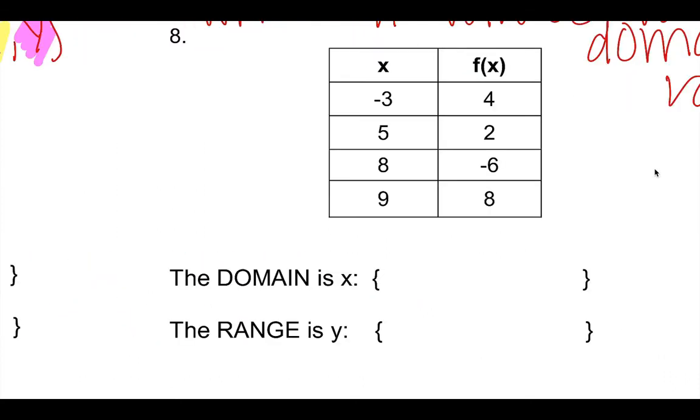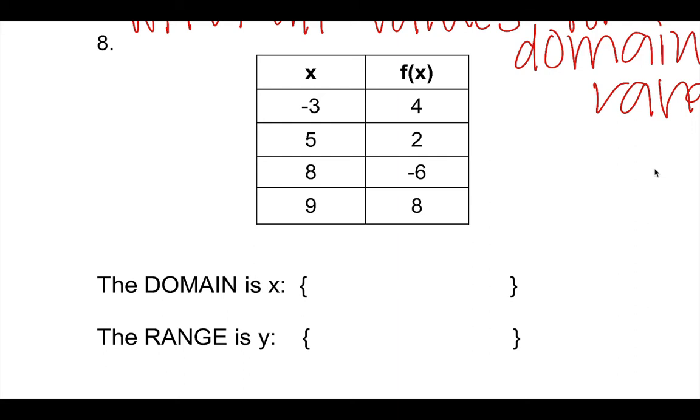Number 8 has a table, which is the same thing, except there's this fancy thing here, which we will get into more detail with on Thursday and Wednesday. We've got x values. X values are right here, right? So these are all my x's. Let's go ahead and list those. That's normal. -3, comma, 5, comma, 8, comma, 9.